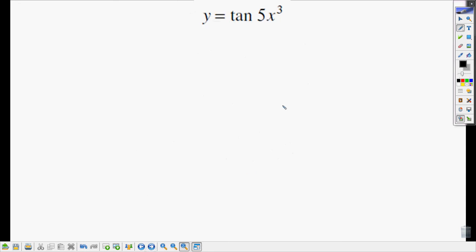Alright, so this is understanding what is inside, what is outside, and what's happening. So please remember that this is the argument. Okay? So my outside function this time is tangent. My inside function is my argument. Okay? So that means y prime, regardless of what my argument is, when I take the derivative of tangent, that is secant squared times the derivative of my argument, which is going to be 15x squared.